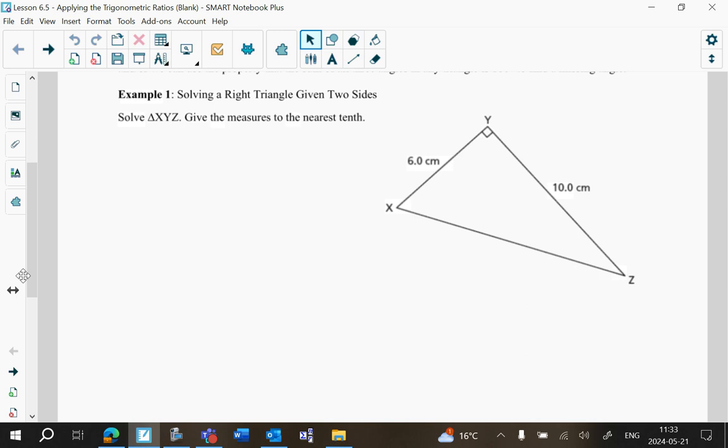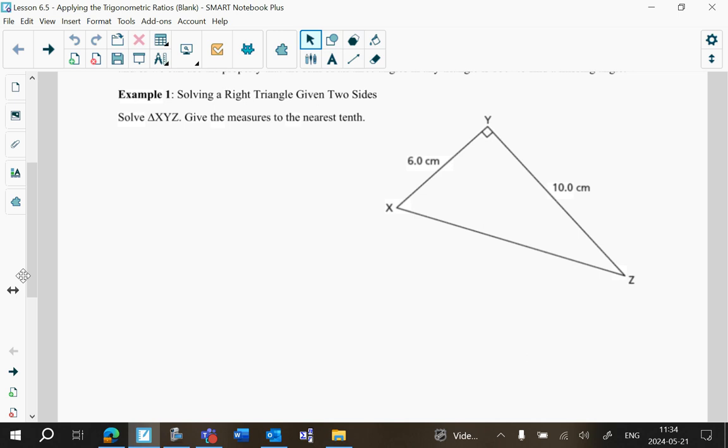This may be obvious, but the right angle, if it's one of the squares, is always 90 degrees. Yes, you're on the right track. All the angles should add up to 180. Right, they all add up to 180. So think of all three of those things when we do questions like this.